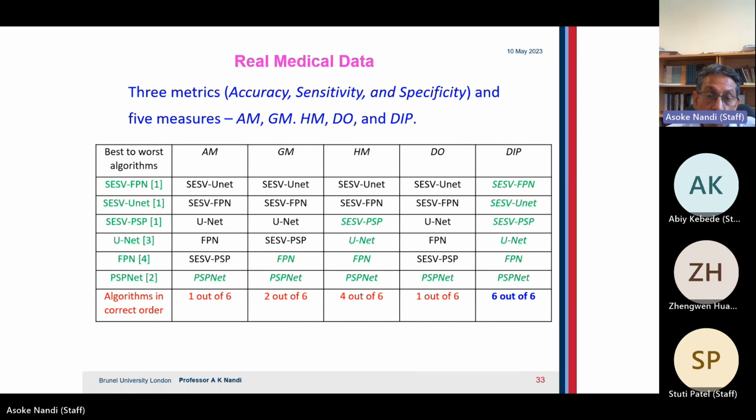So this green thing says, in the case of AM, one out of six positions is correct. That's this one. In the case of GM, two out of six positions are correct. These two. In HM, you get four out of six, 1, 2, 3, 4, the green ones, correct. In DO, you only get one correct. But with DIP, that's the best one, as I said, in high performance, you get six out of six correct. So this is scoring much better than any of these.